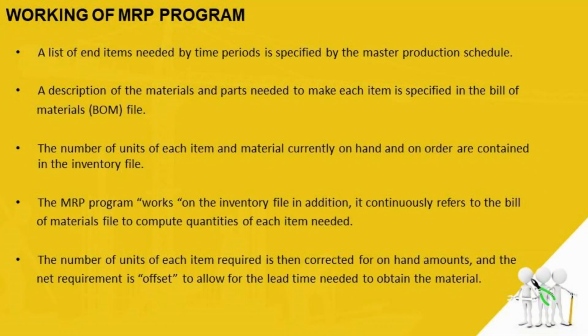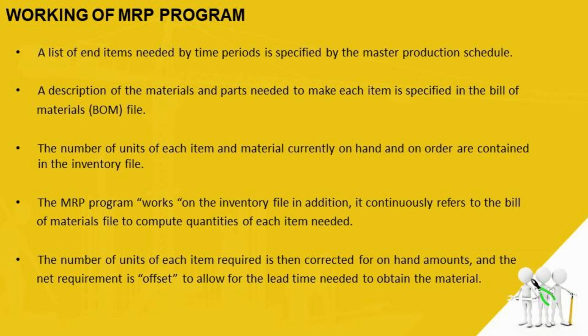Now, let's understand the working of our MRP program. So first, what happens? A list of items needed by time periods is specified by the MPS, or Master Production Schedule. Then, a description of the materials and parts needed to make each item is specified in the BOM, or Bill of Material. After that, the number of units of each item and materials currently on hand and on order are contained in the IRF, or inventory record file.